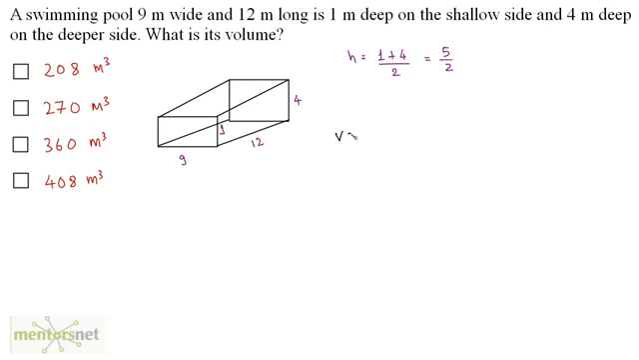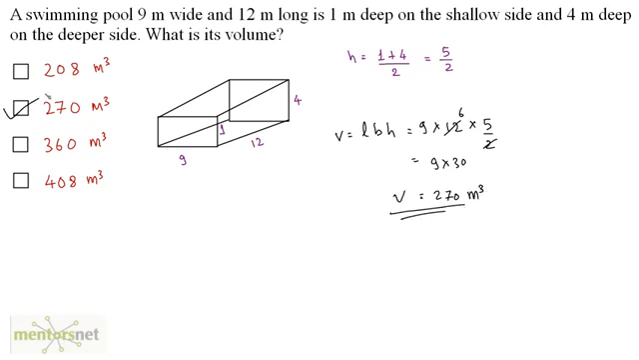So the volume is equal to LBH, that's 9 times 12 times the average height 5 by 2. 2 times 6 is 12. 6 5s are 30. So 9 times 30. 9 times 30 is 270. So the volume is 270 meters cube. Option B.